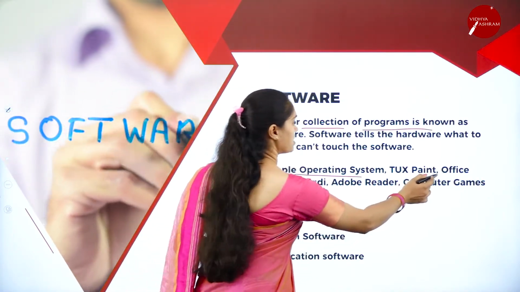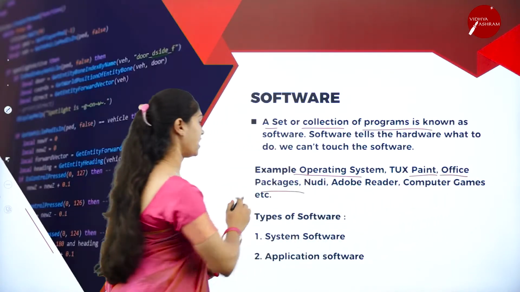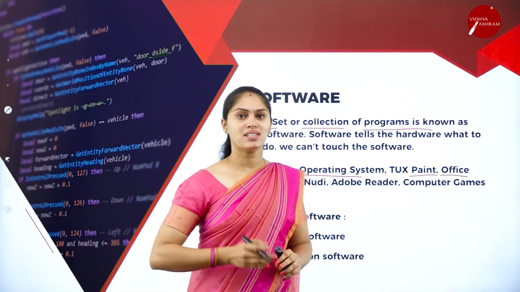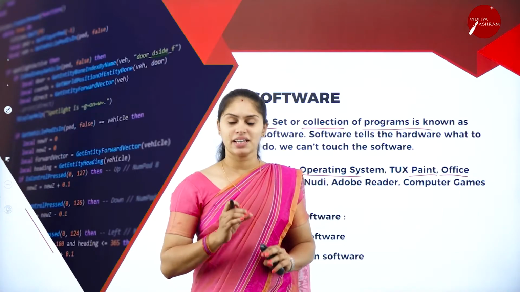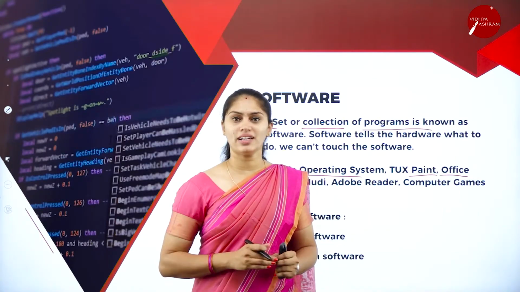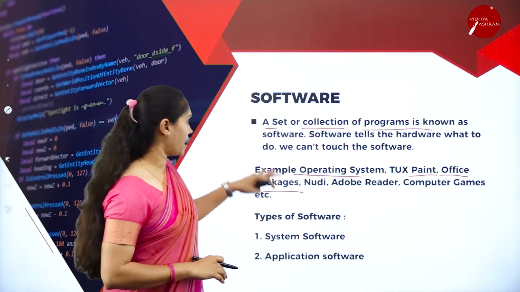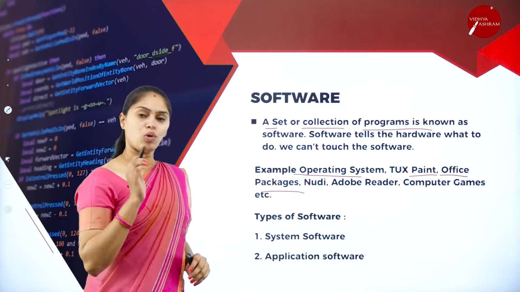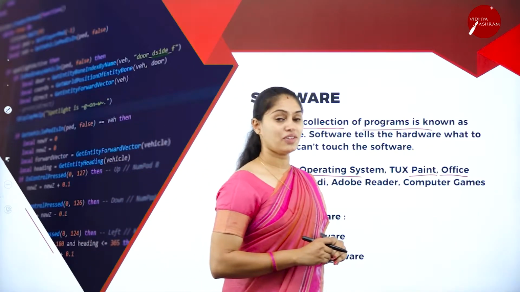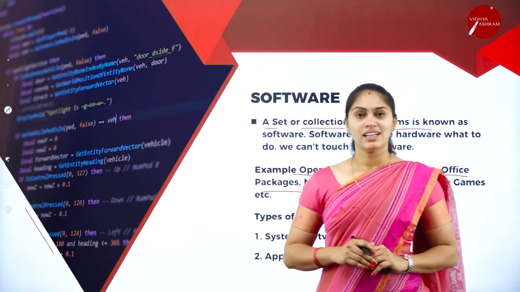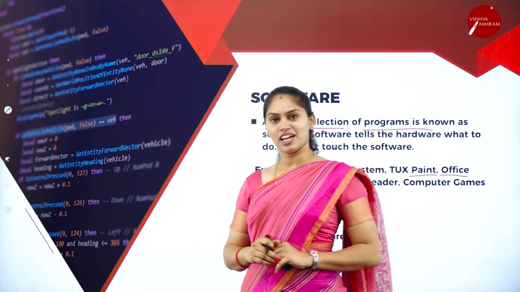And I can also have Paint and the Office package that includes MS Word, MS Excel, MS Access, everything. We can work with that, but we cannot touch and feel. So that is regarding software. And what are the types of software we have? We have two types of software, that is system software and application software.